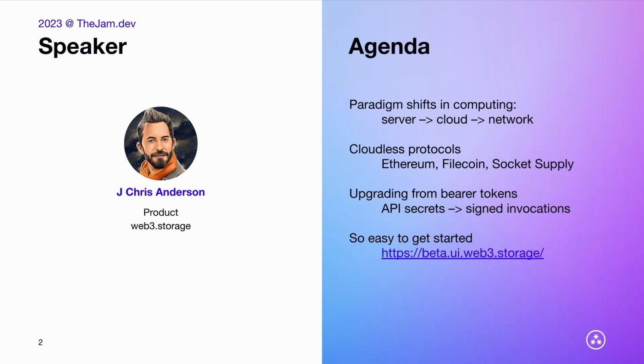I'm going to talk a little bit about what those cloudless protocols look like. I'll talk some about the real world implications of the old way of doing things and how we can improve it by moving from bearer tokens to signed UCANs. And then I'll show you how you can get started building your own apps in just a few minutes.